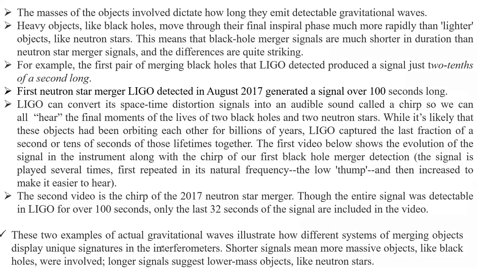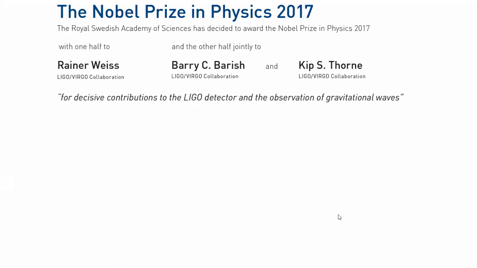The same case. The two examples of actual gravitational waves illustrate how different systems of merging objects display unique signatures in the interferometers. Shorter signals mean more massive objects like black holes were involved. Otherwise, longer signals show that they are lower mass, like neutron stars. Because of that, three great scientists got the Nobel Prize for the experimental discovery of gravitational waves.